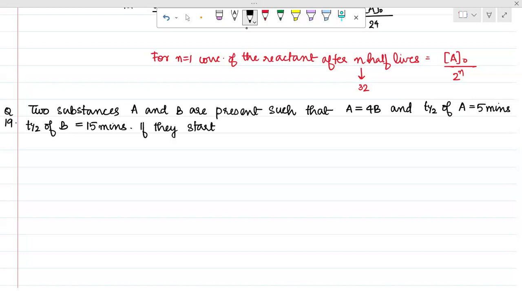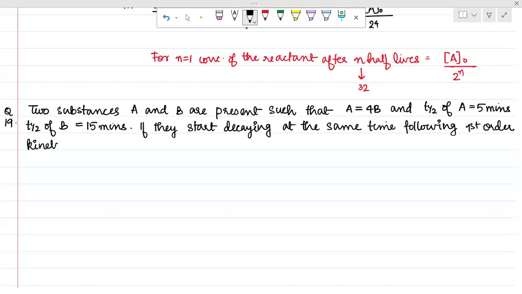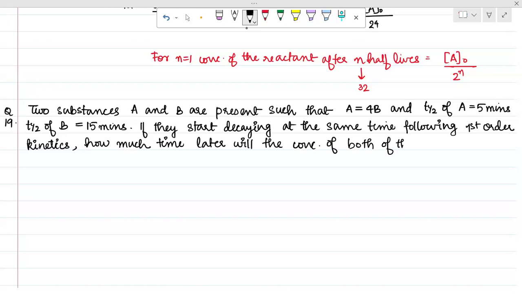If they start decaying at the same time following first order kinetics, how much time later will the concentration of both of them be the same?